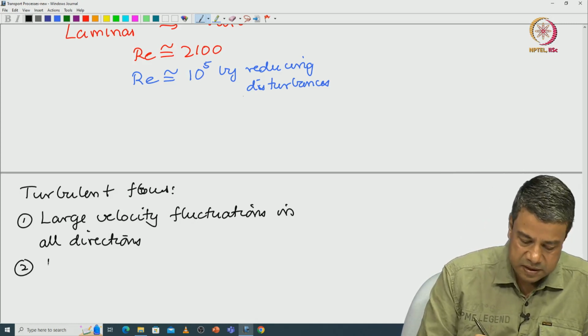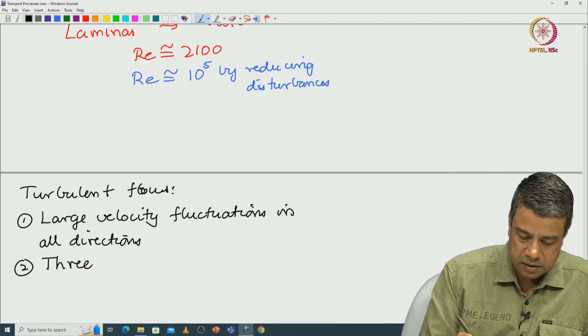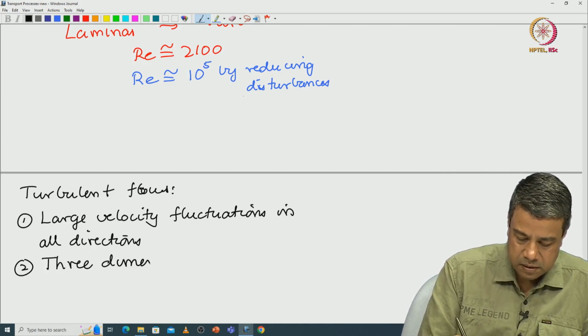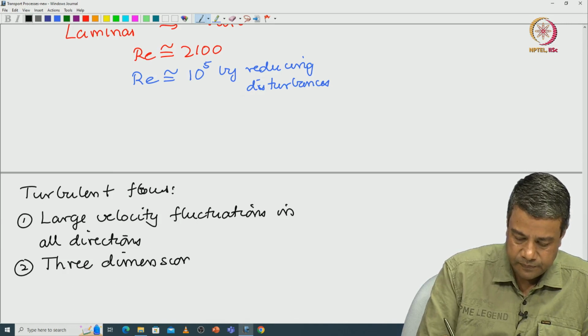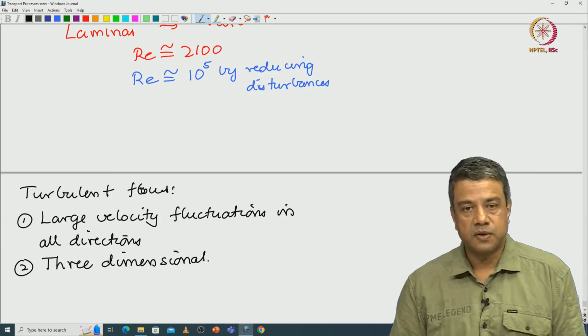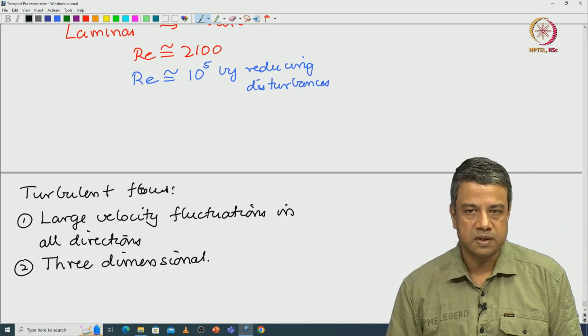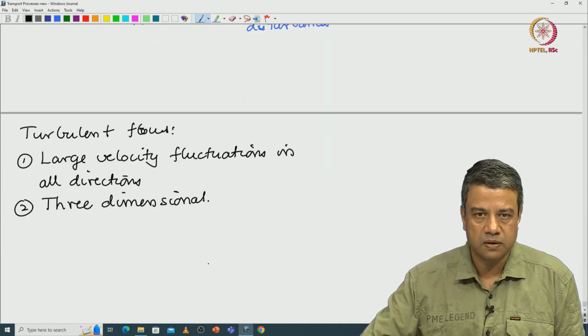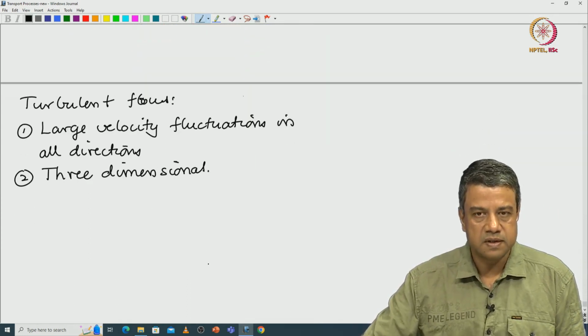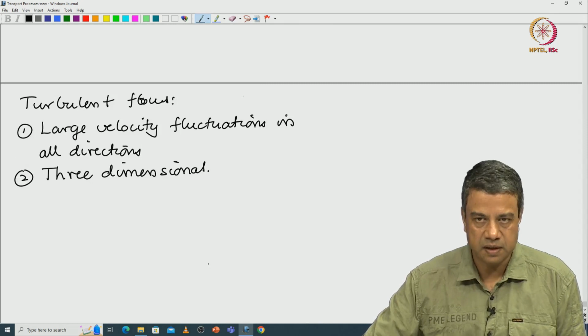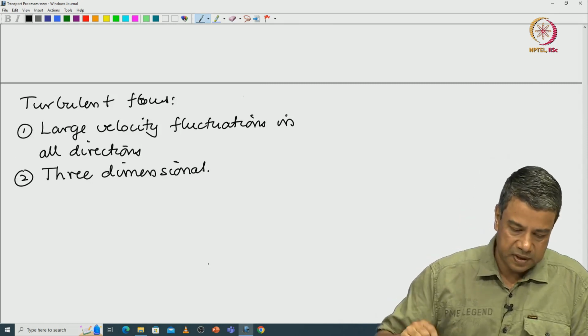Turbulent flows are necessarily three dimensional. It is not possible to have a turbulent flow in which the velocity fluctuations are only in one or two directions. The velocity fluctuations necessarily have to be three dimensional.